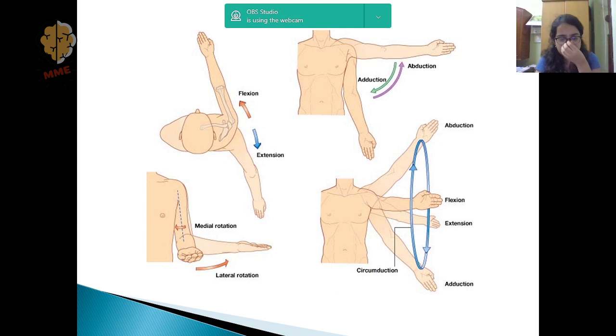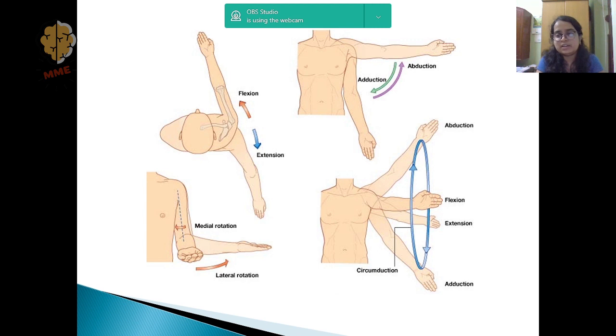Now I'm just going to say a little about the movements. This is a picture of the various movements that take place across the shoulder joint. Here you can see flexion and extension. Flexion means the arm is moving medially and forwards, whereas extension means the hand is moving backwards and laterally at the shoulder joint. It occurs in a plane parallel to the glenoid cavity, midway between the sagittal and the coronal plane. I hope you know about the sagittal and the coronal plane.